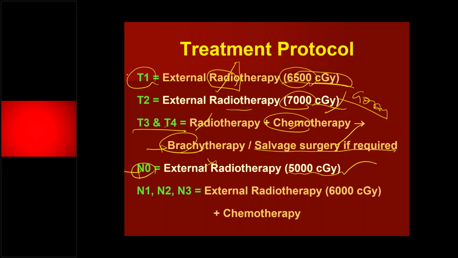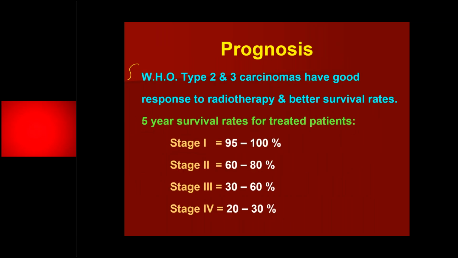So for N staging, for N0 you have to go for external radiation. If N1, N2, N3 is there, you have to go for radiotherapy and chemotherapy. As the stage progresses, it becomes worse and worse. You have to increase all the treatment modalities. That is common sense.